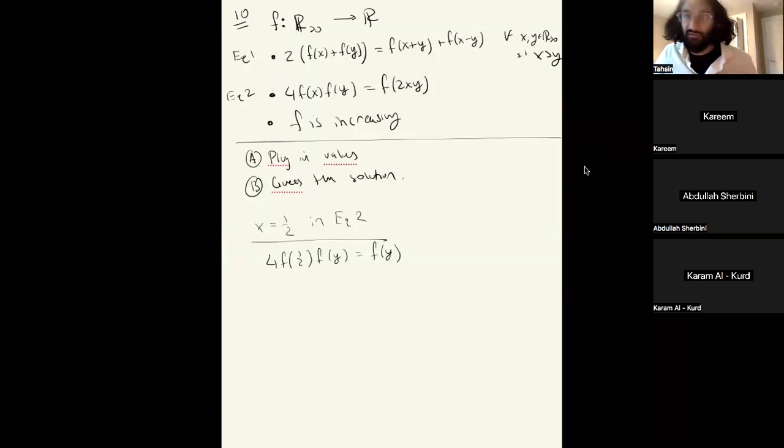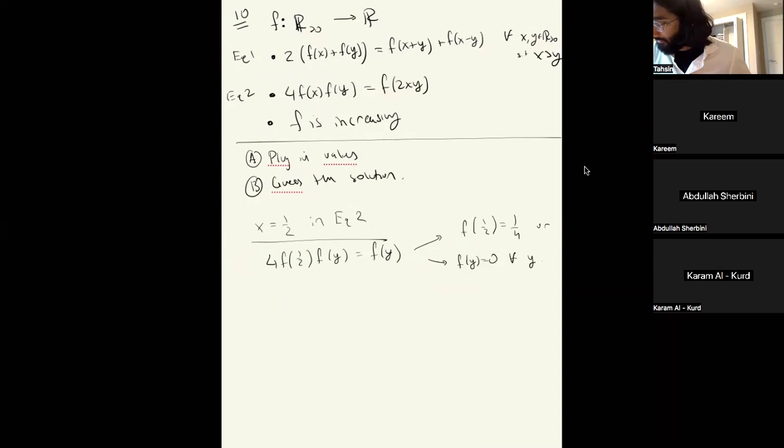It almost tells us that f of 1/2 equals 1/4. But what it really tells us is that there are two possibilities: f of 1/2 equals 1/4, or f of y equals 0 for all y. The second thing is kind of boring, but certainly it works. So let's keep that in mind.